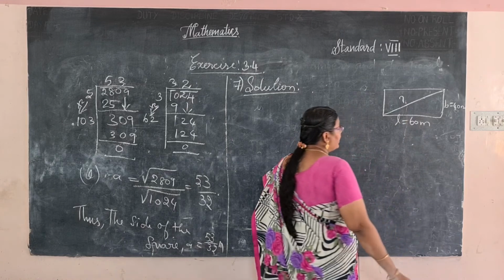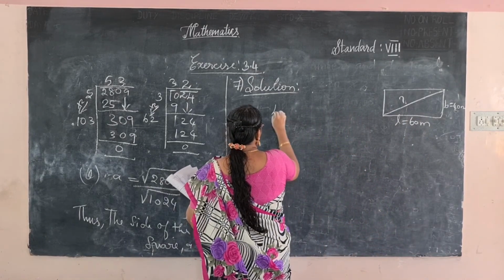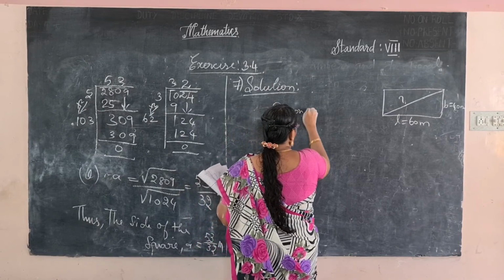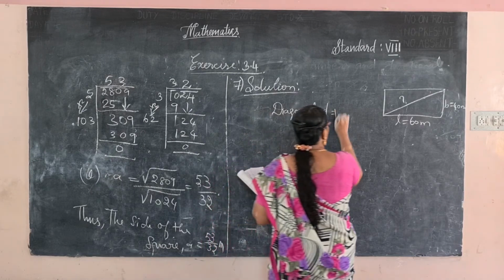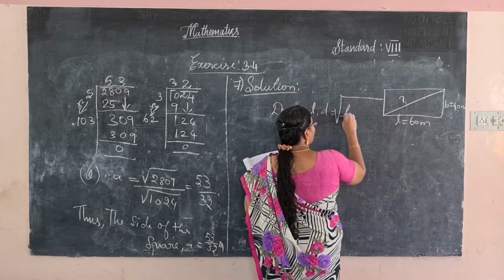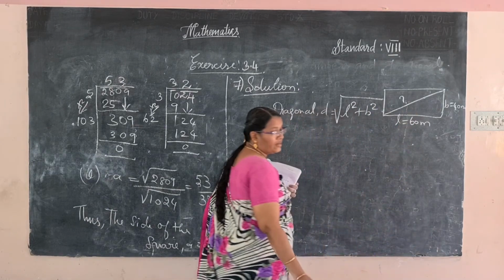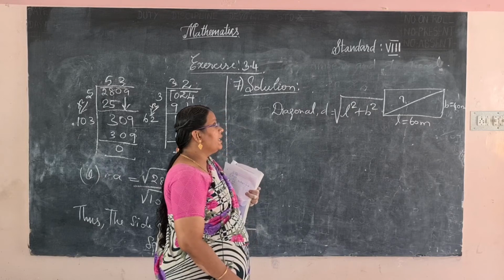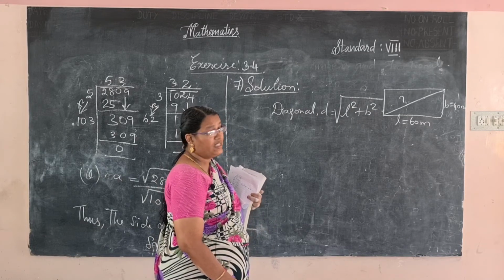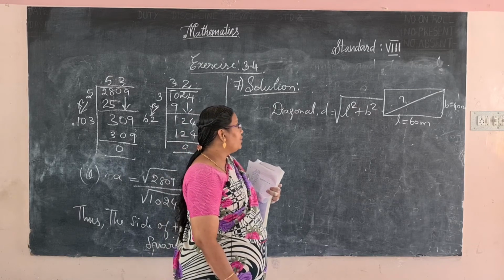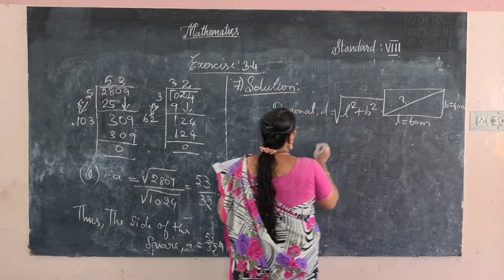What is the formula for the diagonal? D we have considered. D is equal to the square root of L square plus B square. Already everyone knows, is it? The actual formula is D squared is equal to L square plus B square. That is the diagonal formula. We have to find the D value. So D is equal to the square root of L square plus B square.